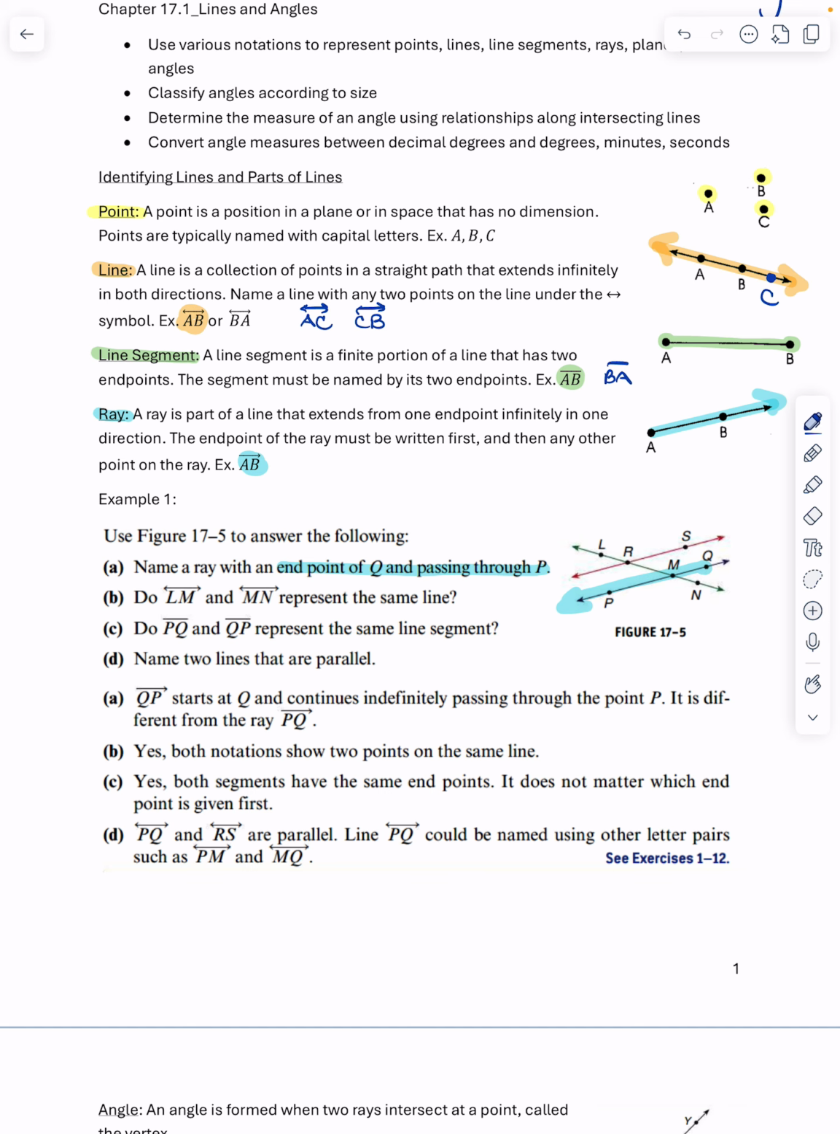Now that could be, I didn't really leave myself a whole lot of room here, QP. It could also be QM. Because going through P or going through M doesn't matter. It just means it goes off infinitely in that direction, does not end.